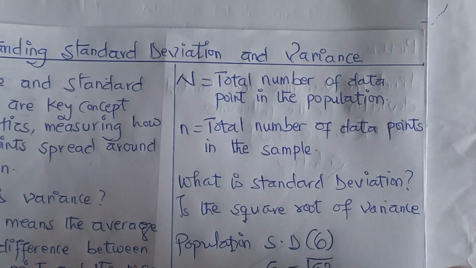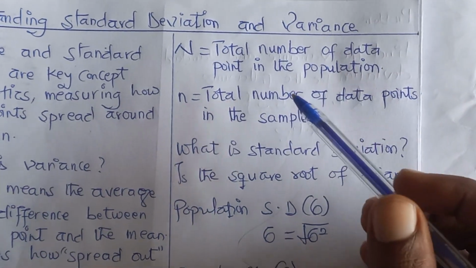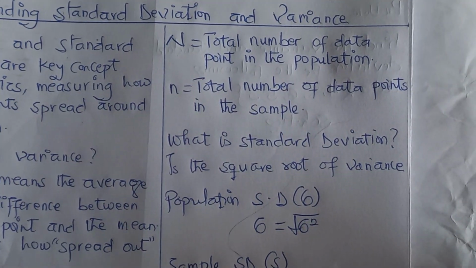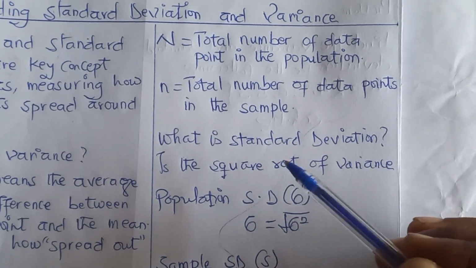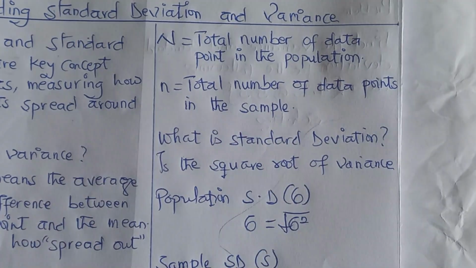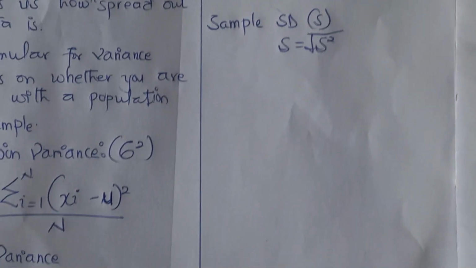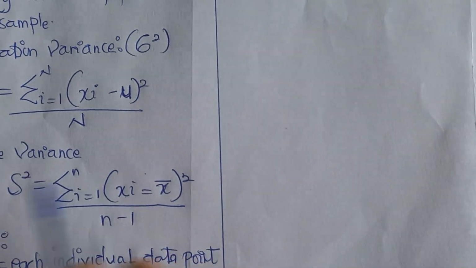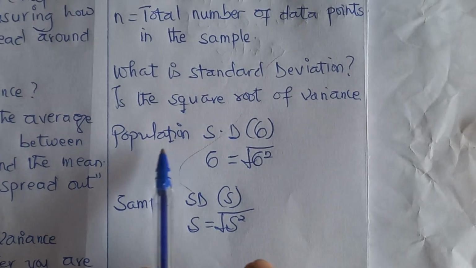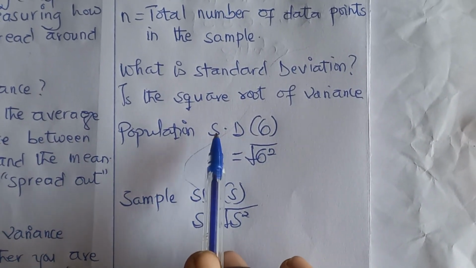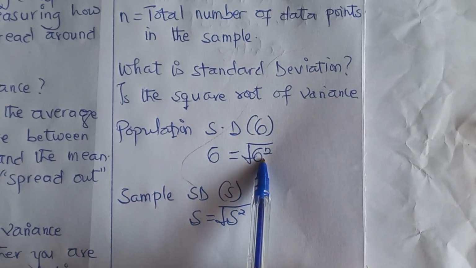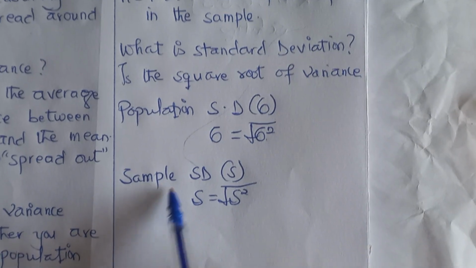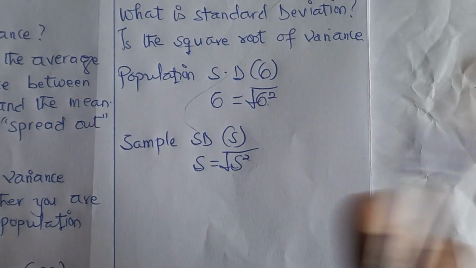Now we've talked about variance. Let's now reflect on standard deviation. So what then is standard deviation? It is the square root of variance. After calculating the variance, you just take the square root and you get your standard deviation. That is the population standard deviation, so you take the square root of both sides. Also, for the sample standard deviation, you take the square root and you get it.